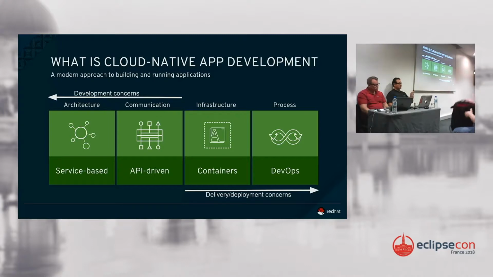Now, if you look at the quadrants on your left, the service-based and API-driven ones, remember I talked about the yin-yang. The development concerns are the service-based and API-driven. So those help you with the actual development of the business application. And the containers and DevOps help you with the deployment and the delivery concerns of cloud-native application development.